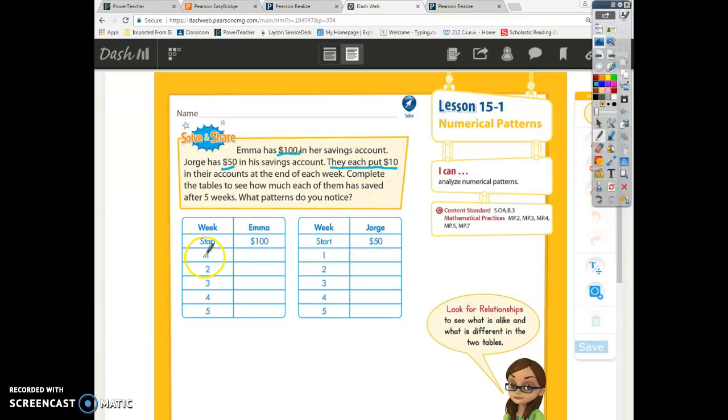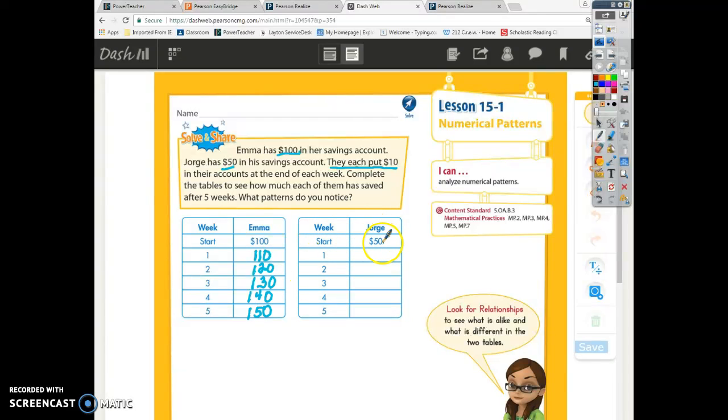So at the end of week 1, Emma puts in another $10, which means she now has 110. After week 2, she puts in another $10. She now has 120. After week 3, another $10, 130. After week 4, another $10, 140. And after 5 weeks, it's another $10, so it's $150.